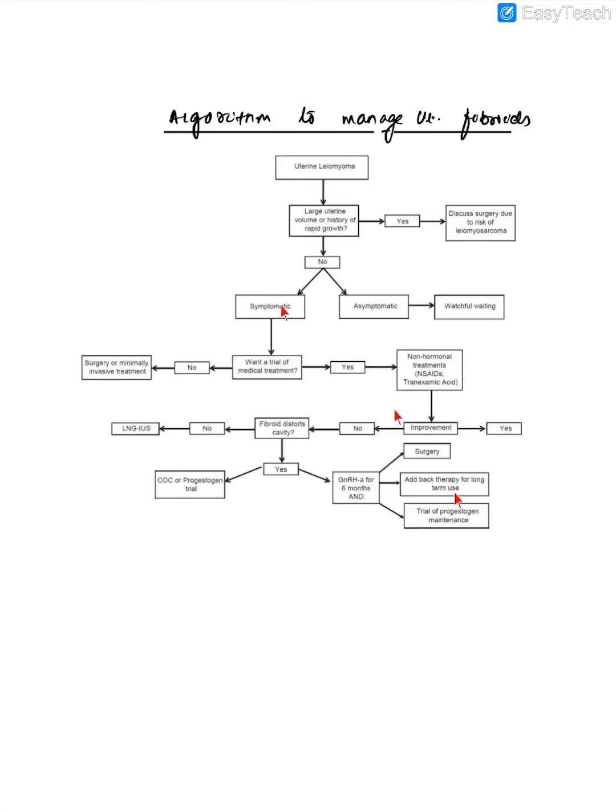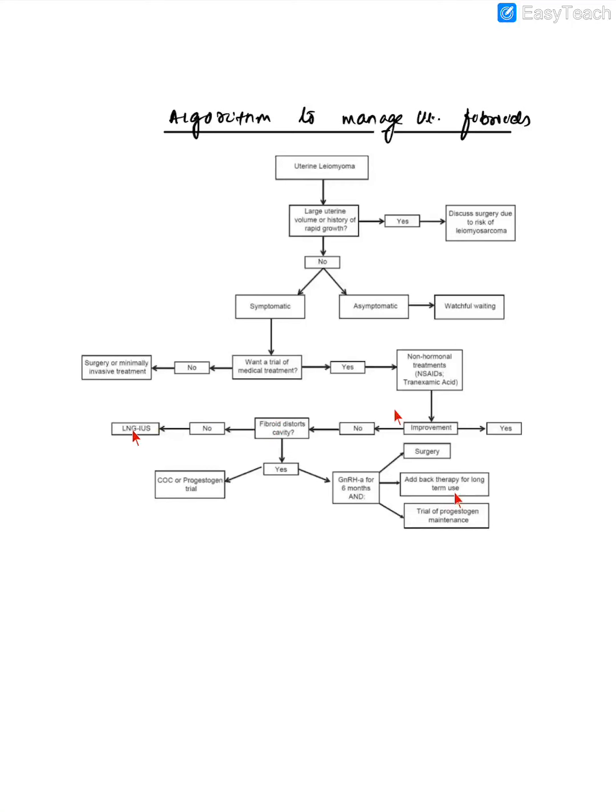If the fibroid is symptomatic, then we decide if the patient wants medical treatment. Yes, then first we use non-hormonal measures like NSAIDs, tranexamic acid. If there is an improvement, very good. If there is no improvement, then we have to decide what is the next line of management by seeing whether the fibroid is distorting the cavity or not. If it is not distorting the cavity, then we can easily put levonorgestrel intrauterine system or Mirena.